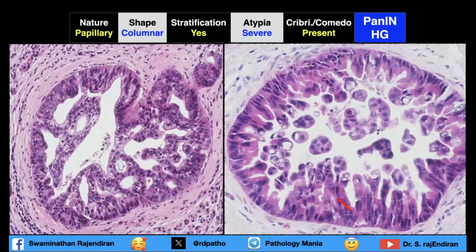For simplicity, I used to tell: the traffic in the national highway is polarity maintenance, whereas traffic in front of Chettinad Medical College or Ramchandra Medical College, polarity is lost because all the vehicles are running in different directions. Whereas in national highway, all the nuclei are running in the same direction. So this is high grade.